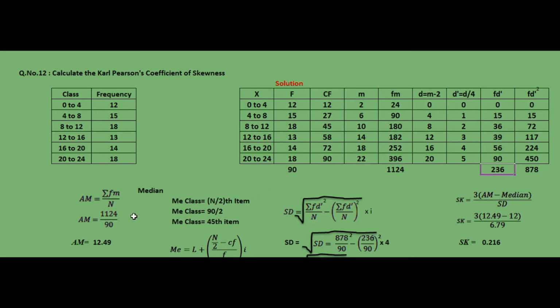Now we need to apply the answers one by one. First we need to apply the mean. You see the formula here now. Mean is the first number, so the arithmetic mean is here. Arithmetic mean equals summation of fm divided by n. Summation of fm is here, total 1124. Then what is n? n is 90. Then 1124 by 90 equals how much?